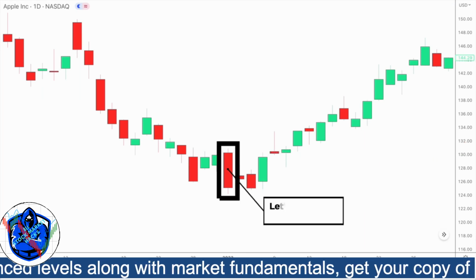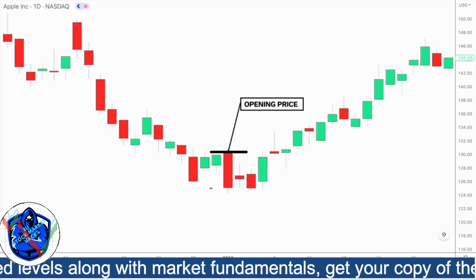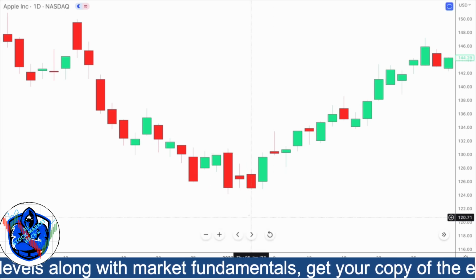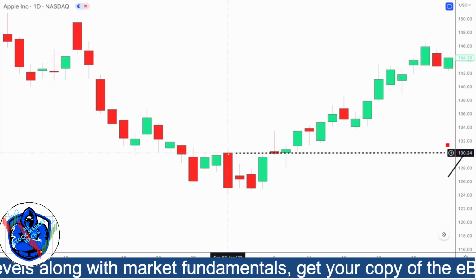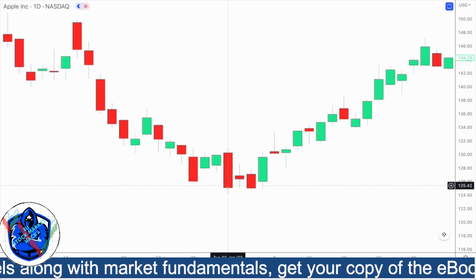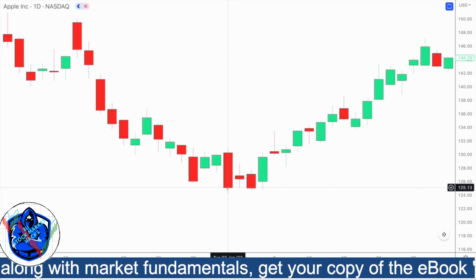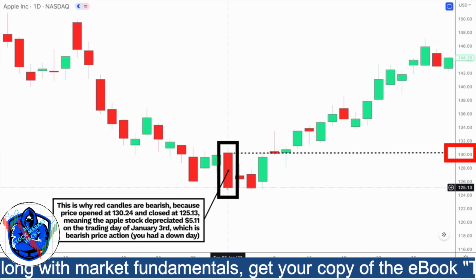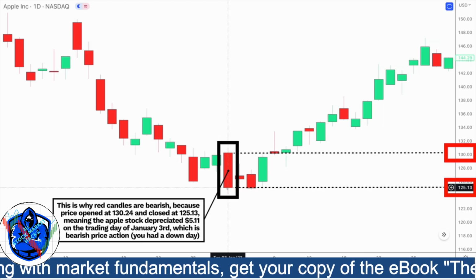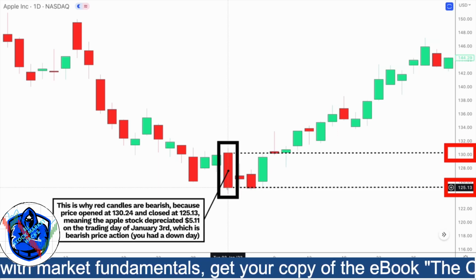So let's say you want to know the price of this red candle here. Remember, red candlesticks open above at the top of the rectangle here, and close below at the bottom of the rectangle here. For the opening price of January 3rd, place your mouse at the top of the rectangle and it shows $130.24. For the closing price of January 3rd, place your mouse at the bottom of the rectangle and it shows $125.13. This is why red candlesticks are bearish, because price opened at $130.24 and closed at $125.13, meaning the Apple stock depreciated by $5.11 on January 3rd, which is bearish price action.